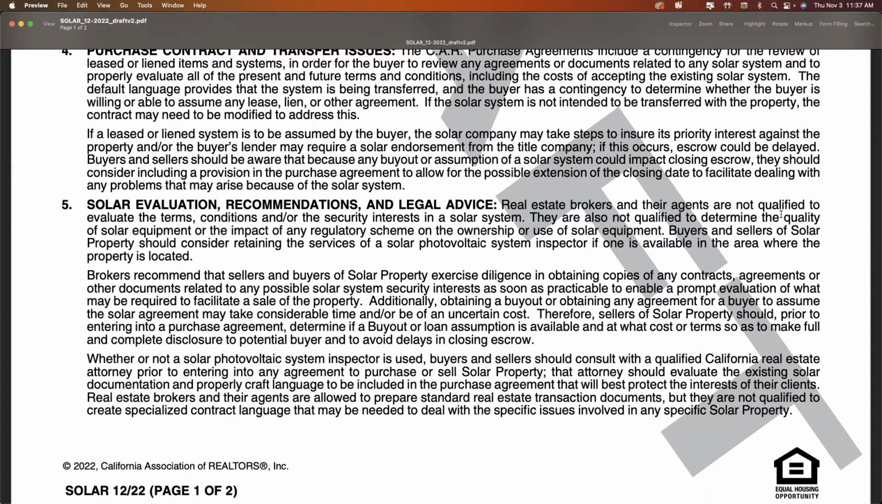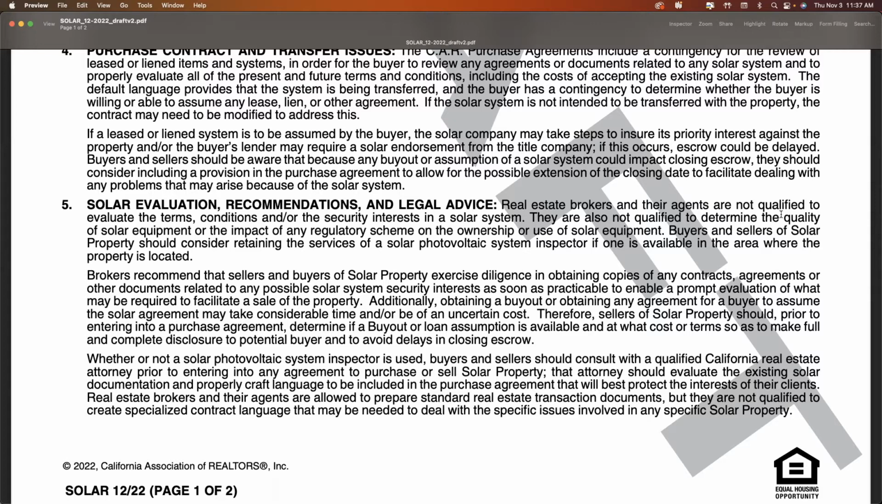Brokers recommend that the sellers and buyers of solar property exercise diligence in obtaining copies of any contracts, agreements, or other documents related to any possible solar system security interests as soon as practicable to enable a prompt evaluation of what may be required to facilitate a sale of the property. I'm not going to read the rest of it, but it's basically saying what we talked about a moment ago, which is you're going to share this information with them, and in that investigation period that the buyer has, which is part of the contract, the contingency to investigate the process with the solars, you've got to do all of this stuff.